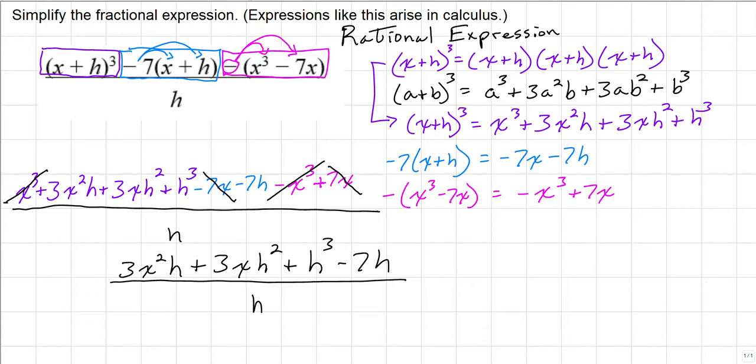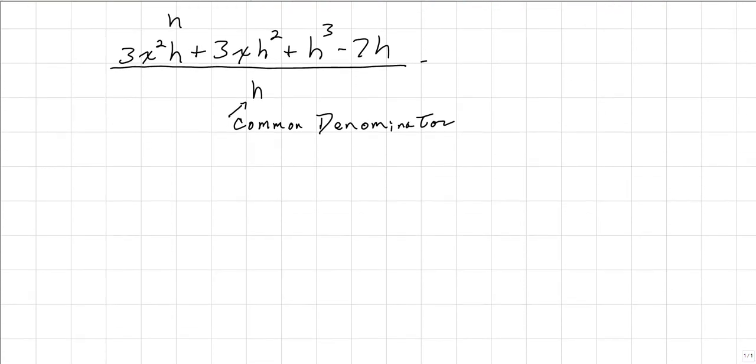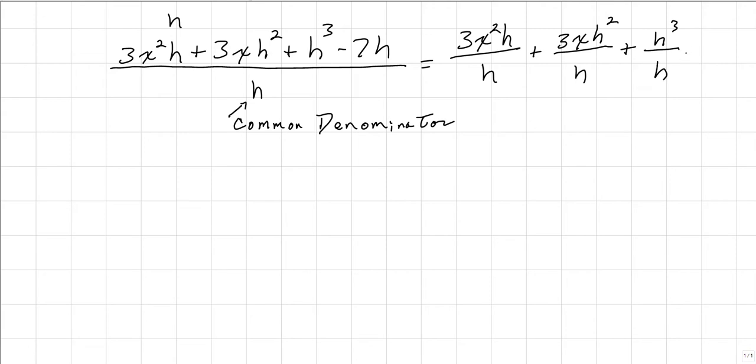So now what we're going to do is understand that this right here is a common denominator. And if that's the case, that means that I can actually rewrite this expression in terms of four fractions. I'll have 3x squared h over h plus 3xh squared over h plus h cubed over h minus 7h over h. And then you'll notice that since there is a common factor in both numerator and denominator of each one of these fractions, I can go ahead and simplify by dividing out said common factor.